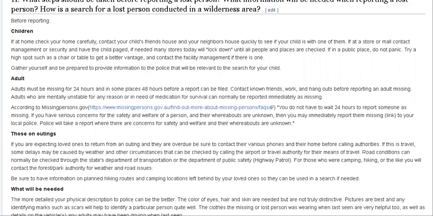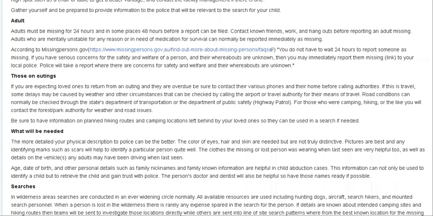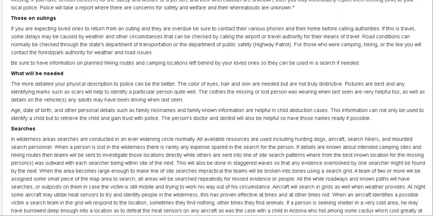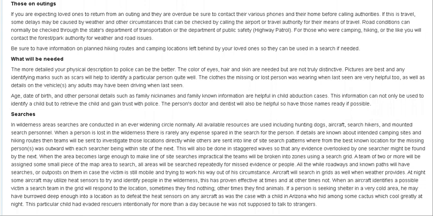Okay, so those on outings. If you are expecting loved ones to return from an outing from which they are overdue, be sure to contact their various phones and their home before the authorities. If this is travel, some delays may be caused by weather and other circumstances, and they go on. What will be needed? It's in a physical description, they describe what you need here. I'll link this so you can read.